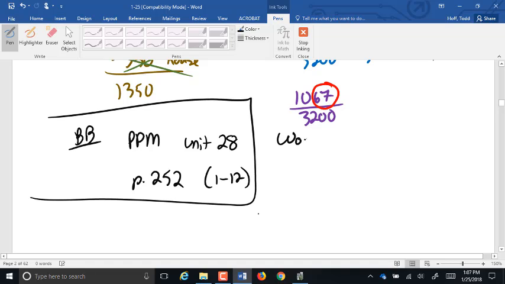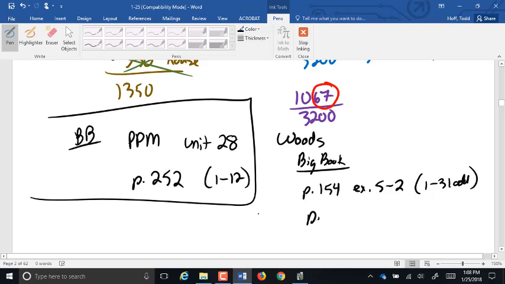For those of you in Woods, this is in your big book. Page 133. Actually, take that back. I think they changed the page on me. Page 154. Exercise 5-2. 1 through 31, the odd. And on pages 163 through 164, this is out of the unit review exercises, 17 through 31, the odd.